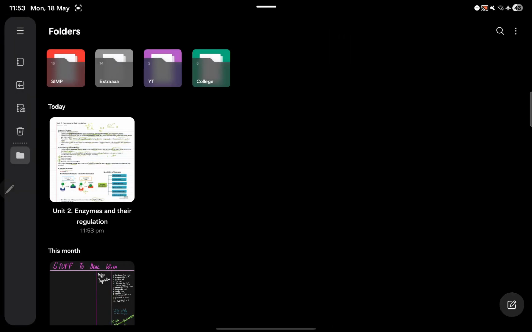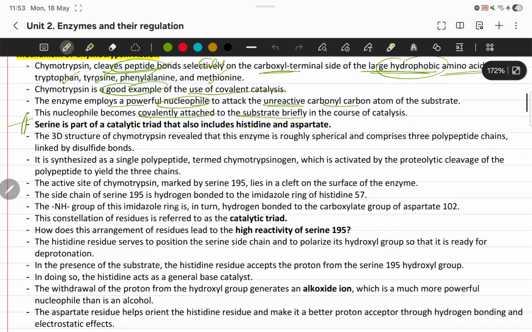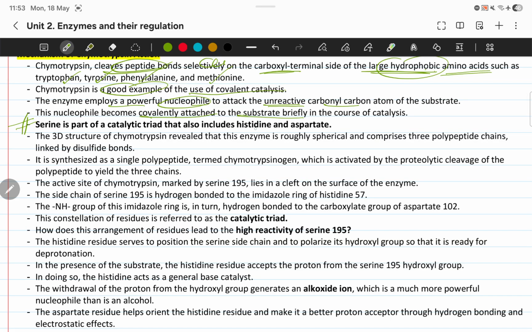Serine is part of the catalytic triad that also includes histidine and aspartate. So serine, histidine and aspartate. The 3D structure of chymotrypsin reveals that this enzyme is roughly spherical and comprises three polypeptide chains linked by disulfide bonds.